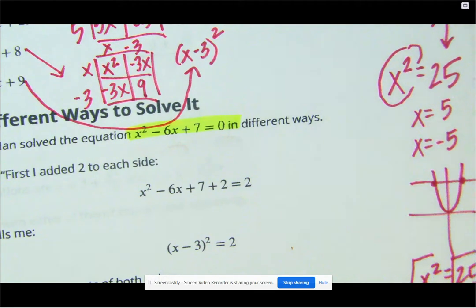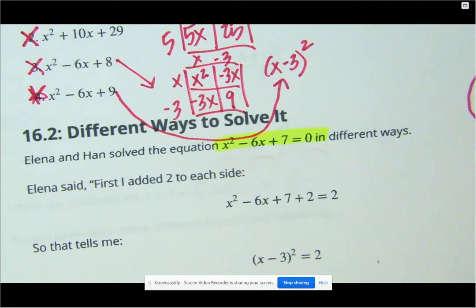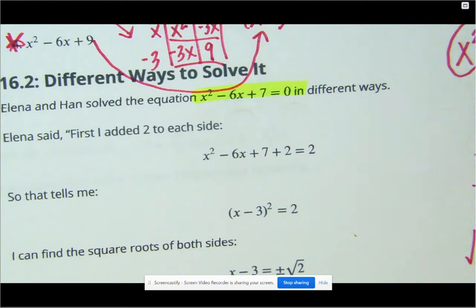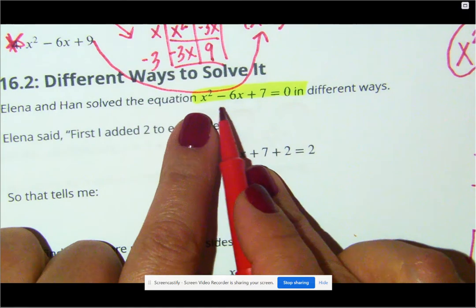So this 16.2 shows two different students who did the problem two different ways. We've got Elena, who did what we were just talking about, completing the square. And then we have Han, who does the quadratic formula. So I'm going to walk through this to make sure everybody understands. So see this problem right here?